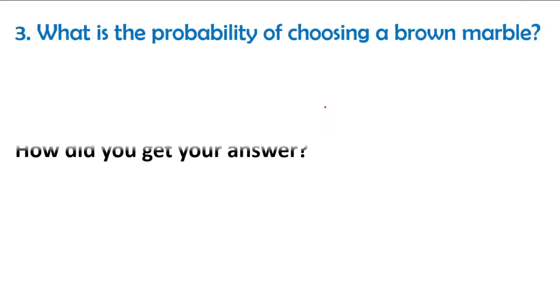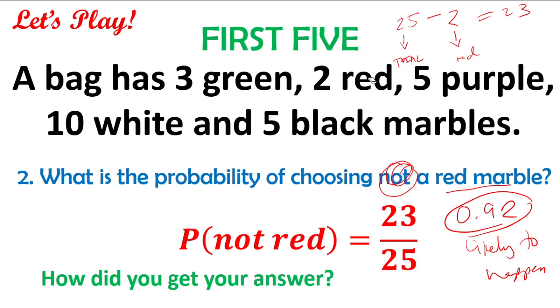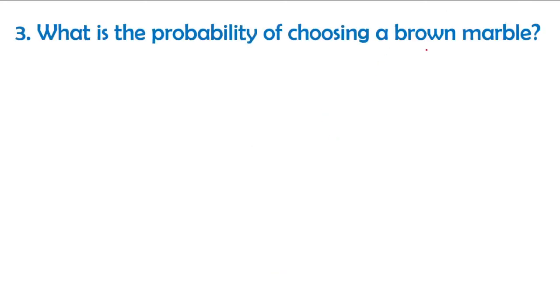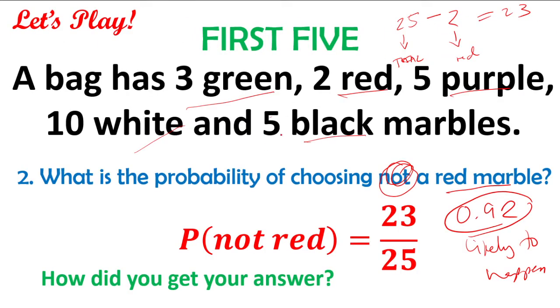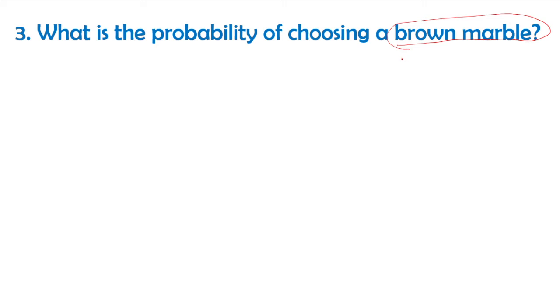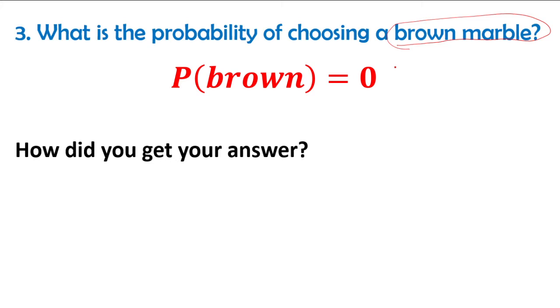Okay, next. What is the probability of choosing a brown marble? Brown marble naman tayo. So, meron tayong 3 green, 2 red, 5 purple, 10 white, 5 black. Kaso ang tanong, ang daw ang probability na makakakuha tayo ng brown na marble. Tanong, meron bang brown marble dito? Green, red, purple, white, black. Wala. Tama? So, ibig sabihin, ang probability na makakakuha ka ng brown ay imposible. Imposibleng makakakuha ka ng brown marble sa isang bag na merong green, red, purple, white at black na marble dahil wala namang kulay na brown doon. So, ibig sabihin, the answer here is 0.